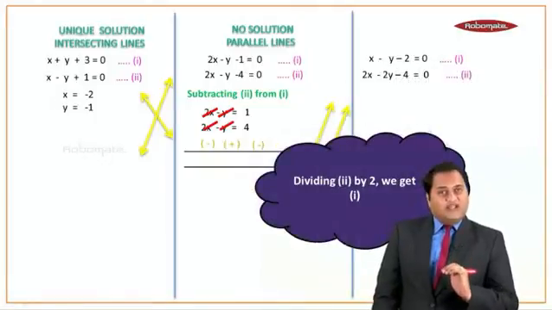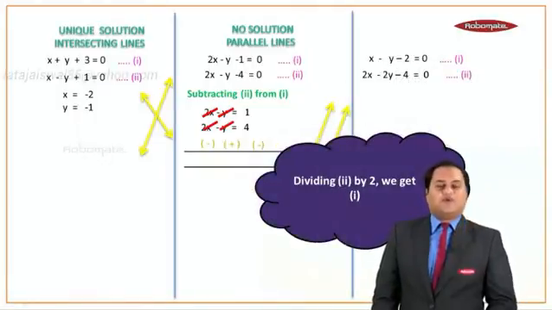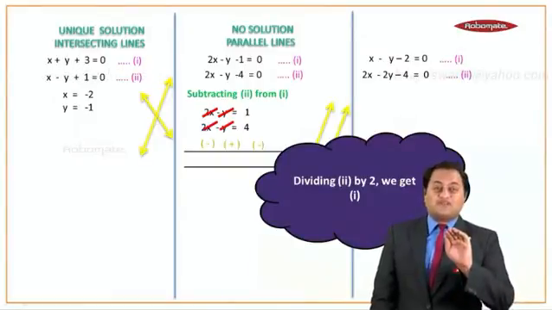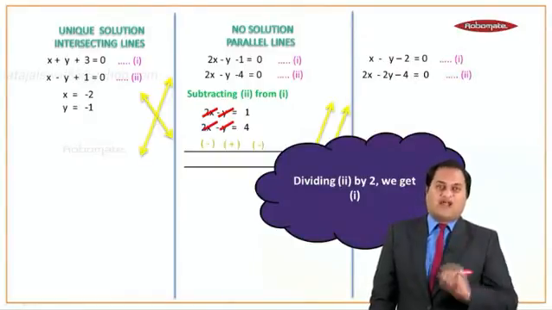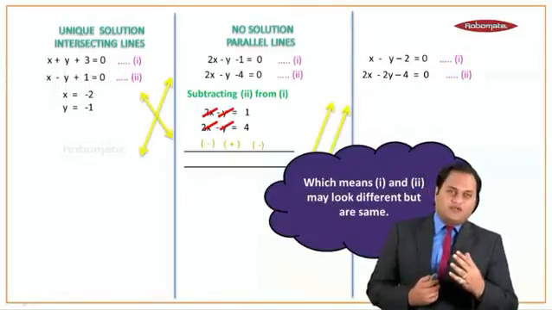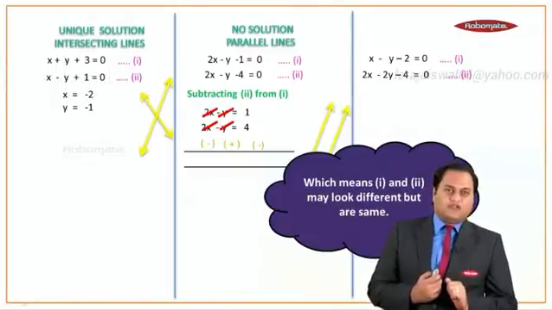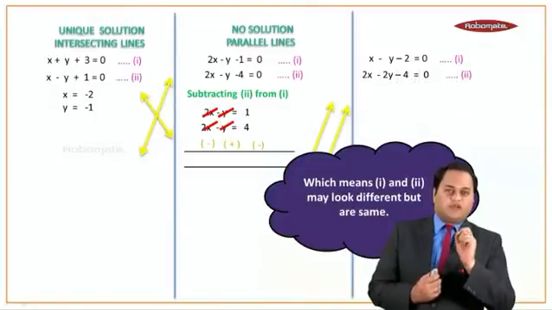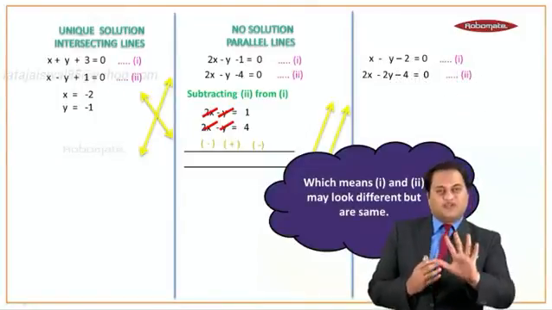You divide the second equation by 2, we get the first equation. So what does this mean? This indicates that just by multiplying or dividing the entire equation by 2, you get the other equation. It means that equation 1 and equation 2 may look different but actually are the same.